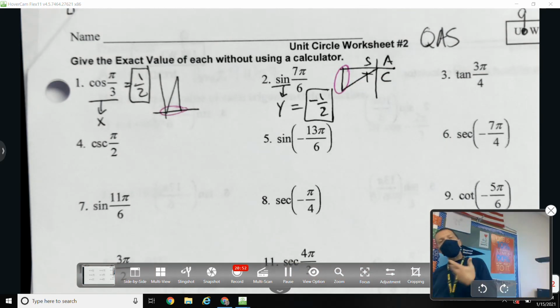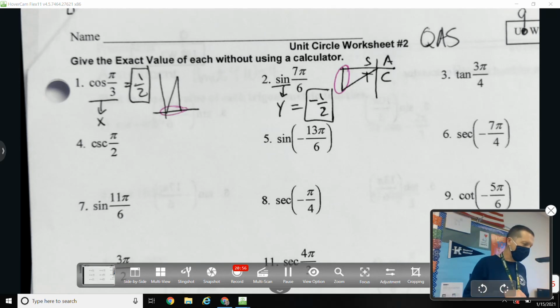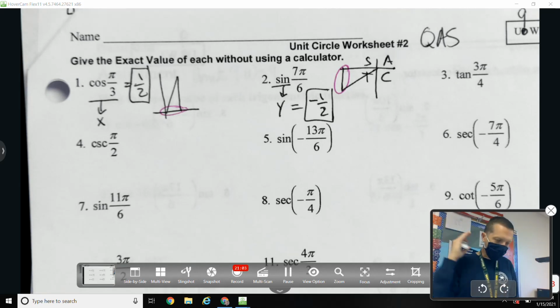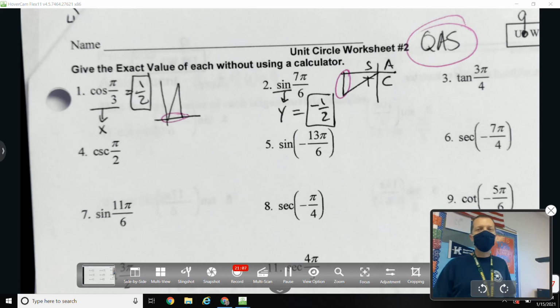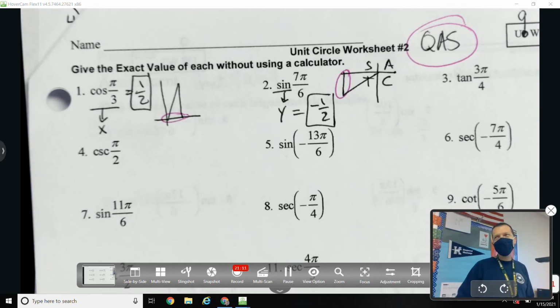So when you get the hang of this method, it goes quick and you don't have to draw the whole unit circle every time. Alright, so the rest of the time is yours to work. Again, I can't control how you do it, but it'd be much better if you learn to do this with quadrant angle sides rather than drawing out the whole dang unit circle.